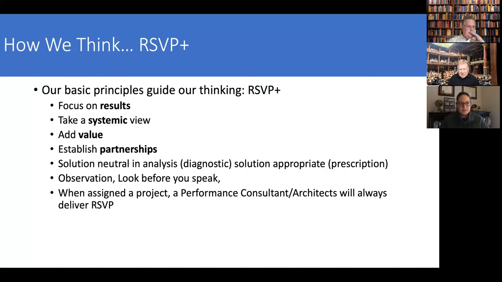So our basic assumptions, RSVP: we focus on results, as I've already said. Establish partnerships. You diagnose before you prescribe. You basically observe, so you look before you speak. Focus groups are okay, but they're not that great. And questionnaires are a waste of time. You don't get to the information that you really need by sending out questionnaires. Go look for yourself. So become really good at observation.